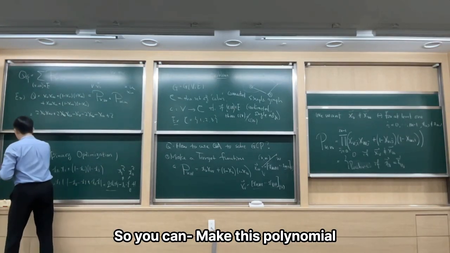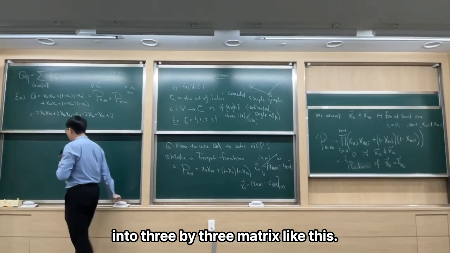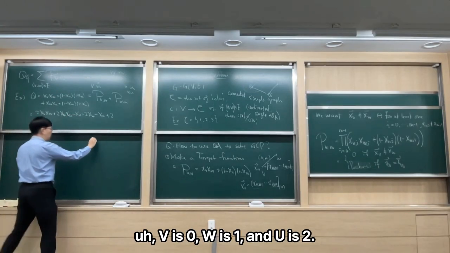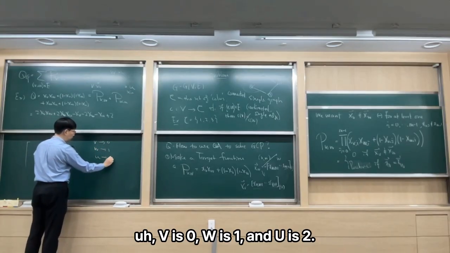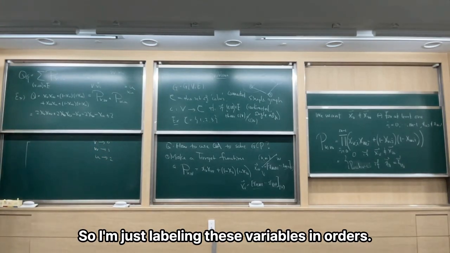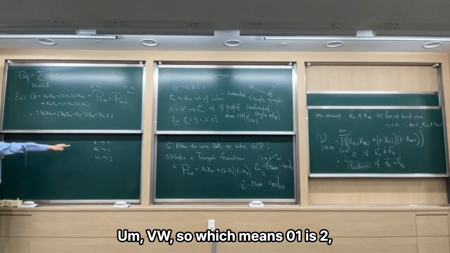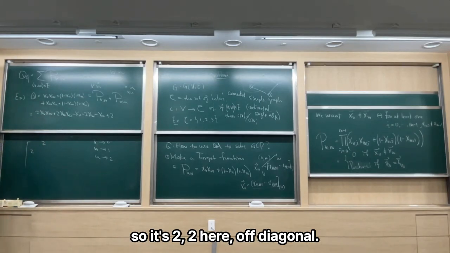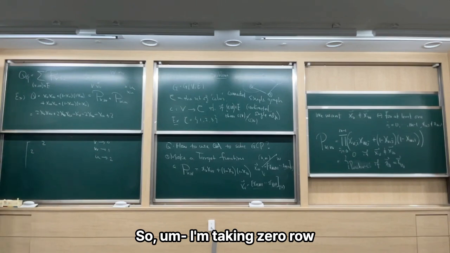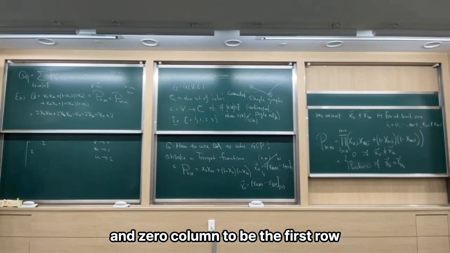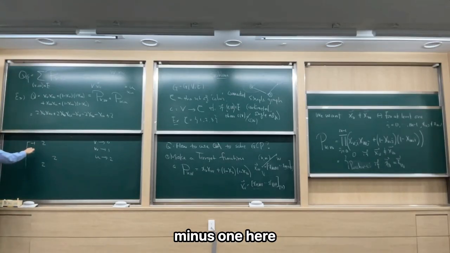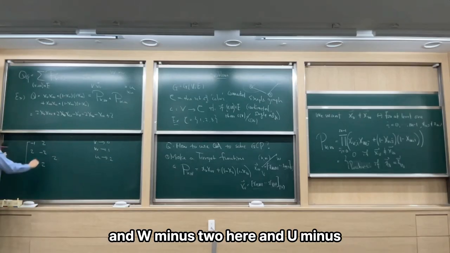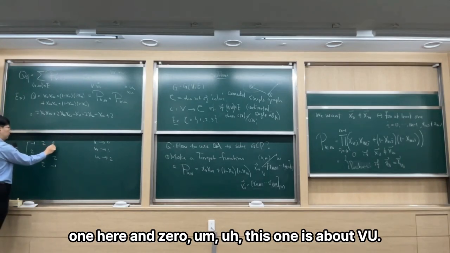So you can make this polynomial into a 3 by 3 matrix like this. Let's say V is 0, W is 1, and U is 2. So I'm just labeling these variables in order. For VW, which means (0, 1), it is 2. So it's 2 here, off diagonal. I'm taking the 0th row and 0th column to be the first row and first column here. And WU, (1, 2), is also 2. And VV, so minus 1 here. And W, minus 2 here. And U, minus 1 here. And 0.